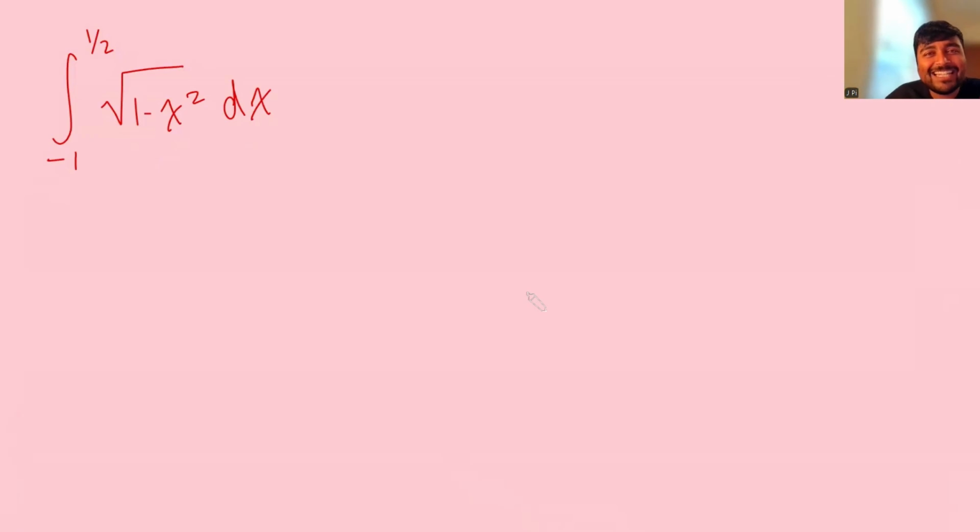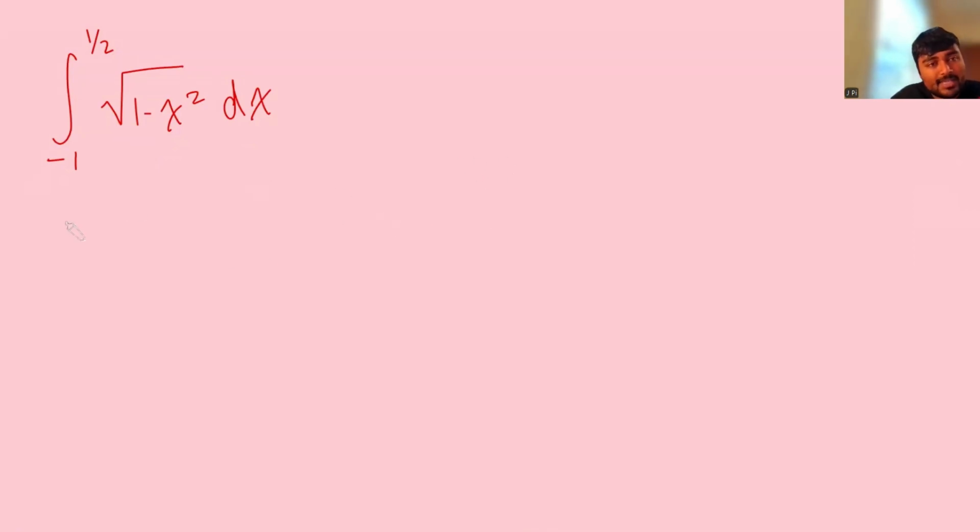Today I'm going to be evaluating an integral without using any fancy tricks. This is the integral we have, the integral from -1 to a half of root 1 minus x squared dx. Now you can evaluate this using a trigonometric substitution, but I'm not going to be doing that here. The way I'm going to be doing this is just by drawing a picture.